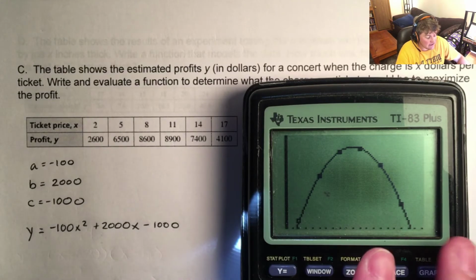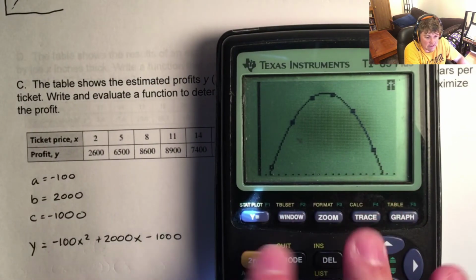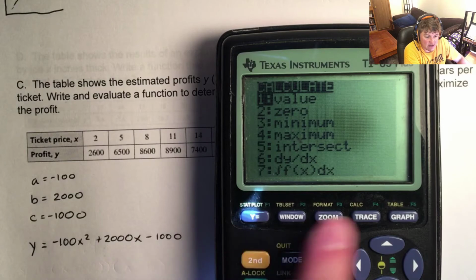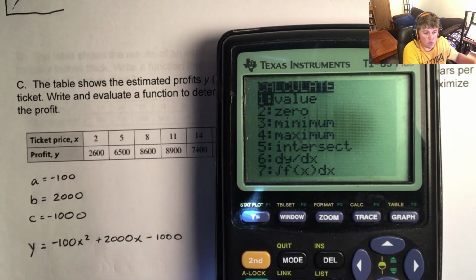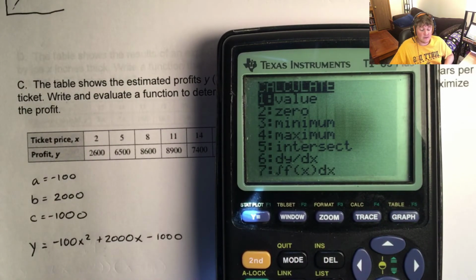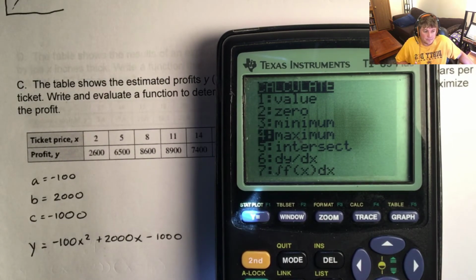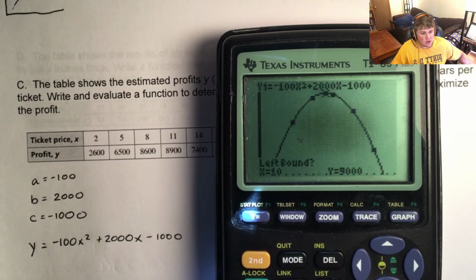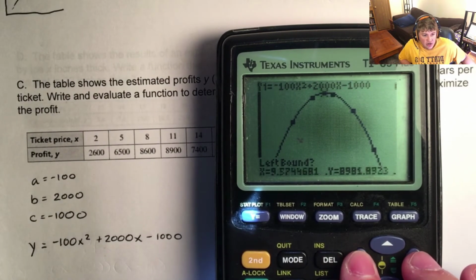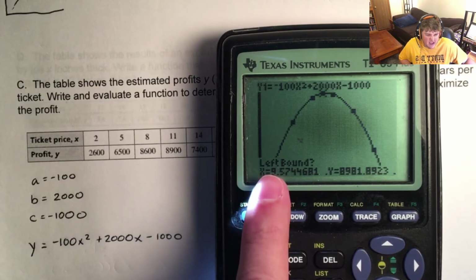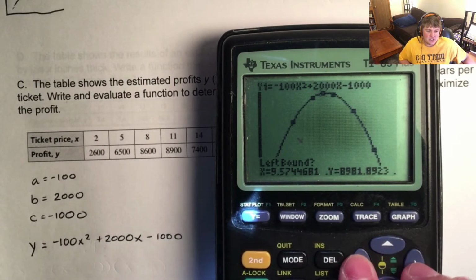So I'm going to hit second, then trace. I need to think about which one of these 5 I'm interested in, and we're only interested in the first 5 in this class. I'm looking to maximize profits, so I'm looking for the vertex when it is a maximum, which is number 4. You can see it says left bound, question mark. What that means is make sure you're to the left of what you know is the highest point. So I'm going to say right here.